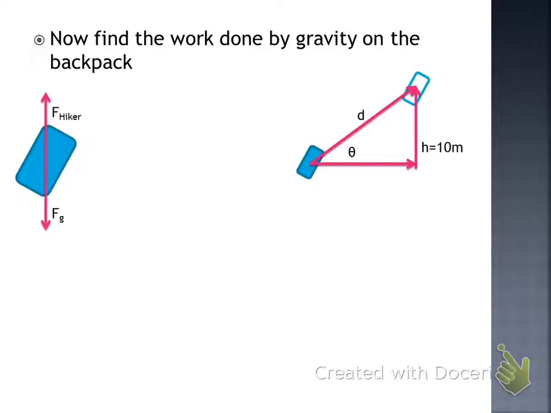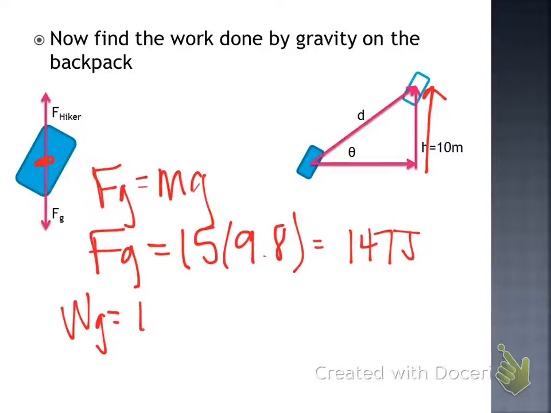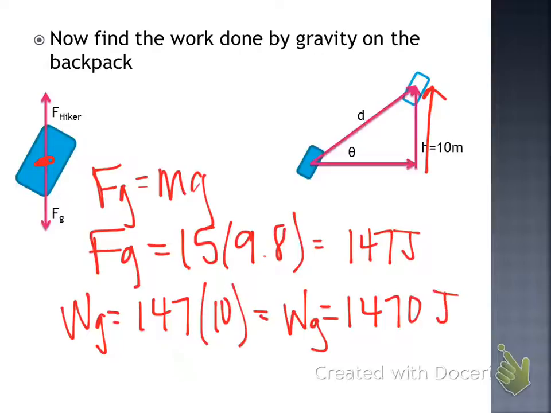Now we're going to find work done by gravity. What's gravity doing basically to pull that backpack back down? Okay, so if we want to find the force due to gravity here, we take mass times gravity, which means F sub g is equal to 15 times 9.8 also. And does gravity act while he's climbing up the 10 meters? Yes, it does. So work done by gravity is 147 newtons times 10 meters. Okay, and work due to gravity then is 1470 joules.